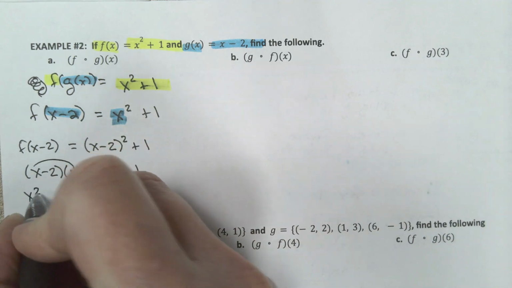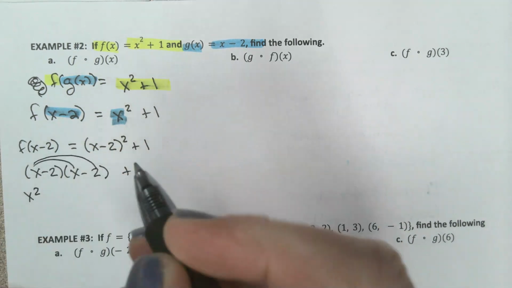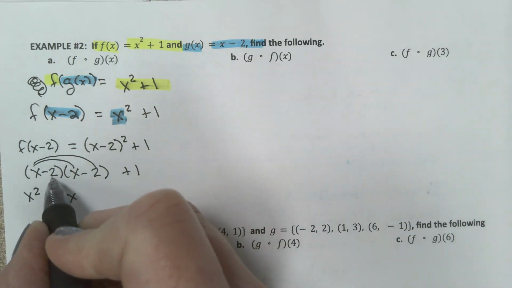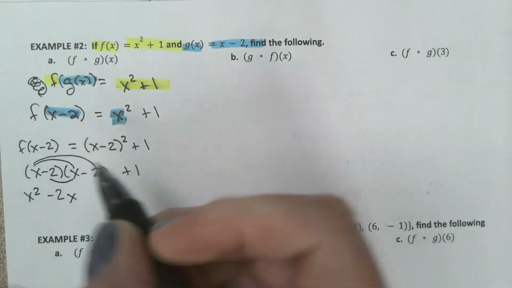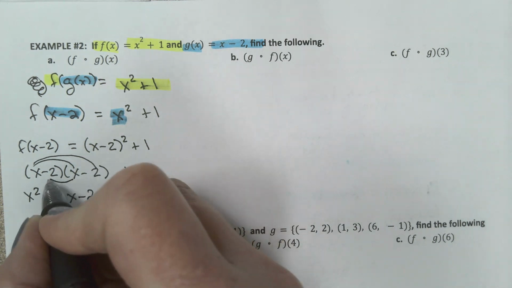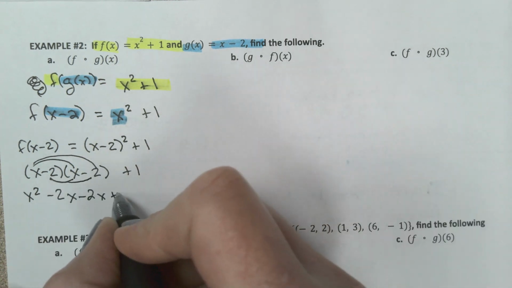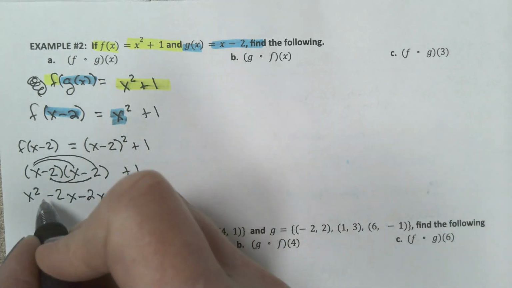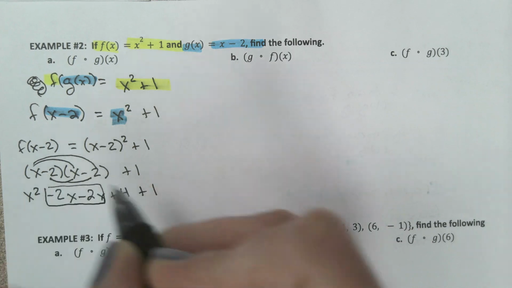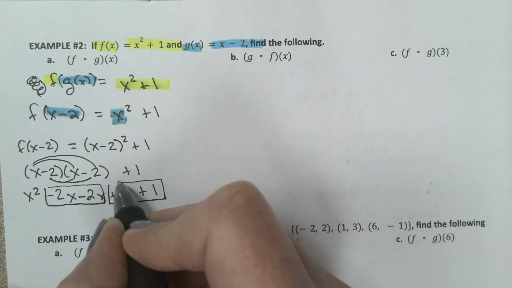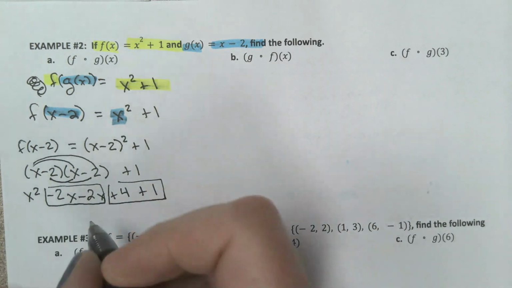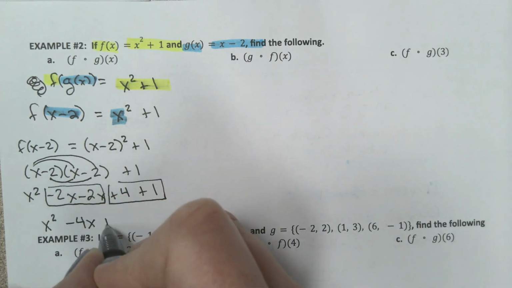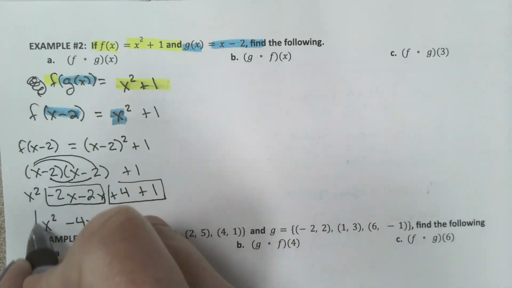X times x is x squared. X times negative 2 is negative 2x. Now go to this negative 2 and distribute. Negative 2 times x is negative 2x. Negative 2 times negative 2 is plus 4. Bring down that plus 1. I have like terms. When I combine them all and put it in standard form, I have x squared minus 4x plus 5.